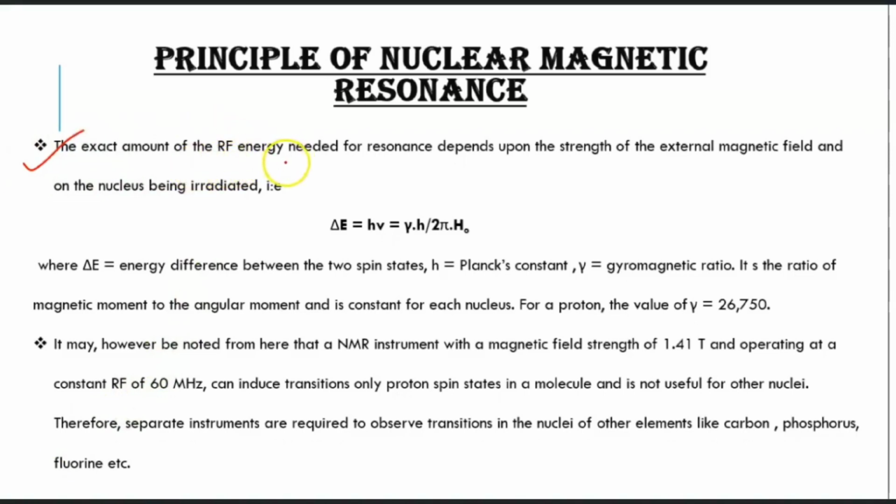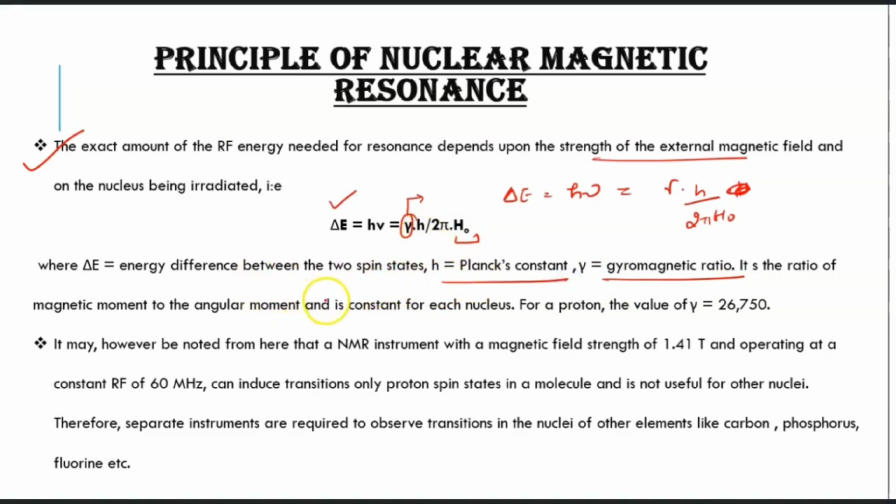So the exact amount of radio frequency energy needed depends upon the strength of the external magnetic field, that is represented by H naught, and the particular equation is given like this: delta E is equal to h nu, that is further equal to h gamma H naught by 2 pi. Okay, so over here this particular gamma signifies the gyromagnetic ratio. Then h is your Planck's constant, H naught signifies the strength of the external magnetic field, right?